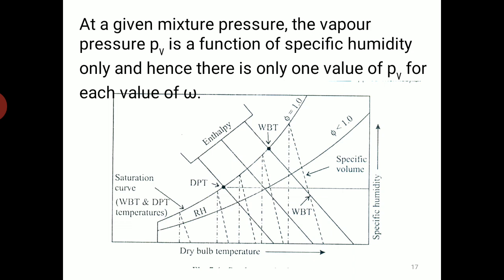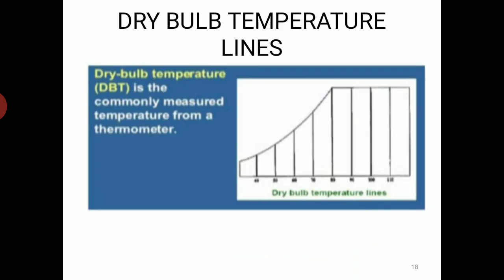Then dry bulb temperature is on the x-axis and specific humidity on the y-axis. Then there is one saturation curve. On this saturation curve you can obtain the values for wet bulb temperature and dew point temperature. In coming slides I'll explain. And there is one single curve, the phi curve, that is the relative humidity curve.